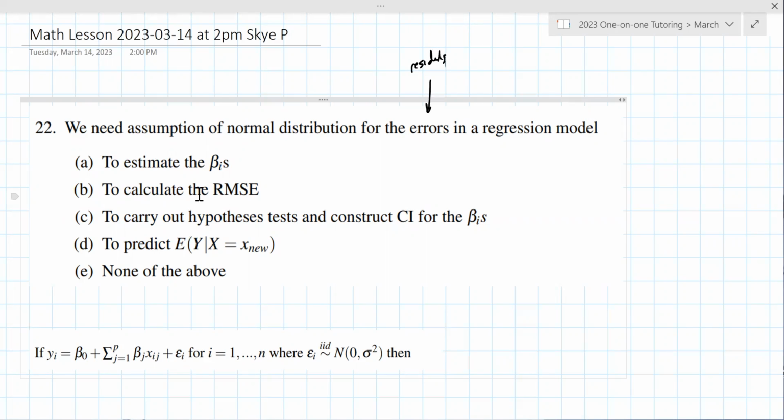Again, it may be good to get some follow-up from the instructor on what he means by to estimate. Regression provides an estimate of the BIs, but it does not require that the BIs be normally distributed. The errors, though, are what you check. So again, probably okay there.